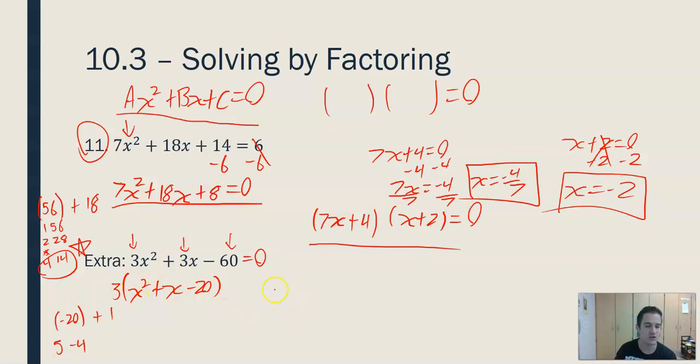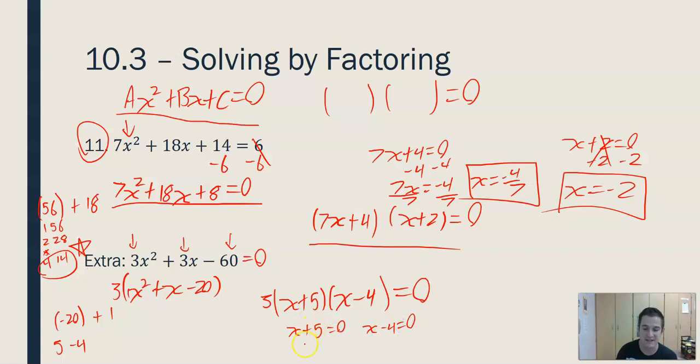So my factors are x plus 5, x minus 4. My a term is 1. So I don't have to do anything else. x plus 5 times x minus 4 equals 0 with this 3 out in front. Okay, well, I can use the zero product property here. x plus 5 has to be equal to 0, or x minus 4 has to be equal to 0.